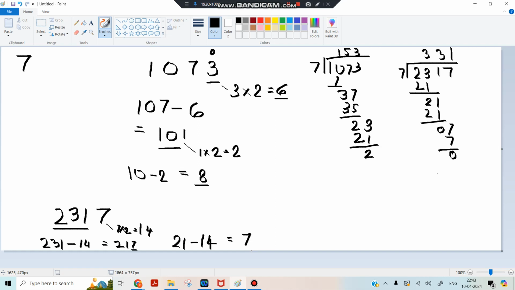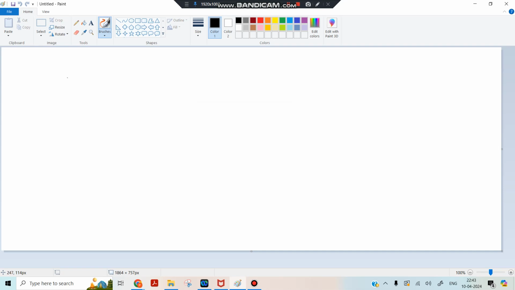Let's now check the divisibility test of 8. Divisibility test of 8 is quite similar to 4. In the divisibility test of 4, we had checked the last two digits, that is the digits in the tens house and the ones house. In the divisibility test of 8, we check the last three digits, that is the digit in the hundreds house, the tens house and the ones house. Let's take an example.